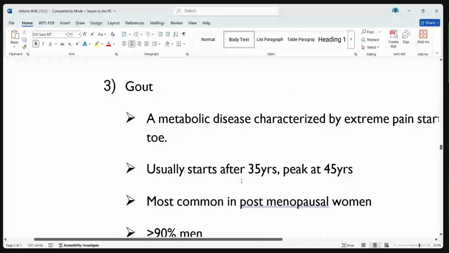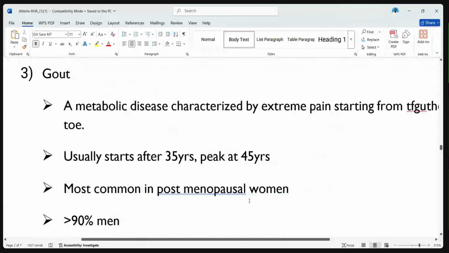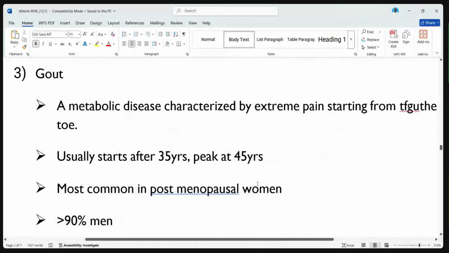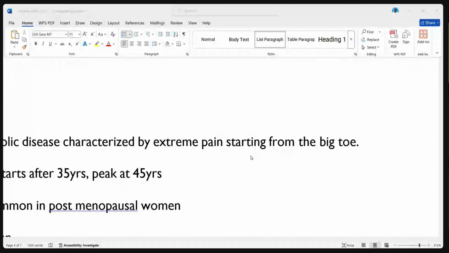And so the third arthritis is gout. Gout is a metabolic disease which is characterized by extreme pain starting from the big toe. If you think of it, arthritis. It is a crystal induced arthritis.